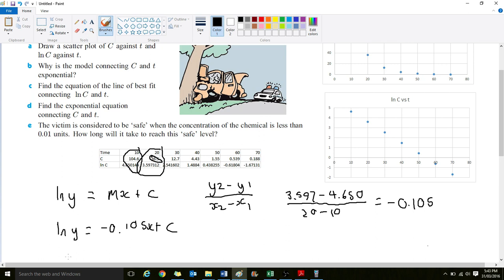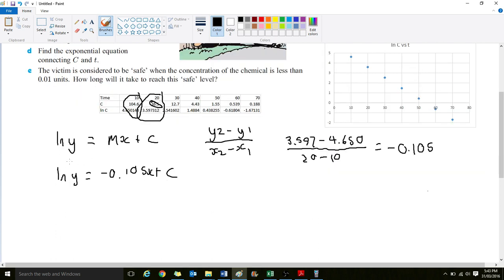And the way we're going to solve c is just by choosing any point where we have an x and y value. So when t equals 30, if we just choose the next one up, it doesn't matter what we do. When t equals x equals 30, ln c equals 2.54. Okay, so let's put that in here.